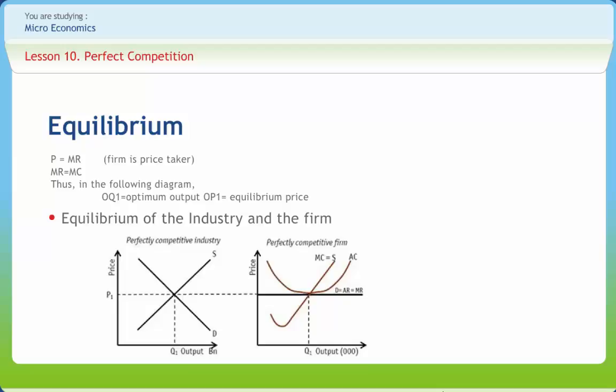Since the TR curve has a constant slope, marginal revenue equals the slope of the TR curve and is also constant. Total revenue increases by a constant amount with each additional unit of output produced. Thus, marginal revenue does not change as output increases. For the perfectly competitive firm, MR remains constant and is equal to the demand curve.